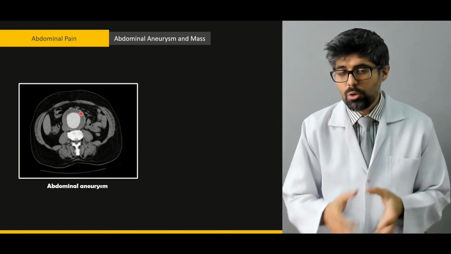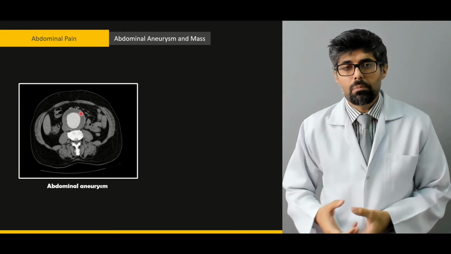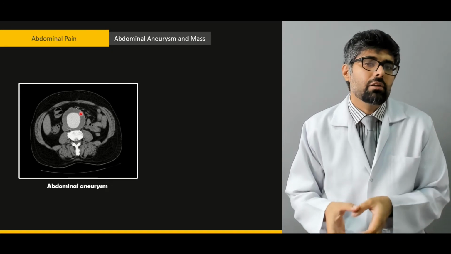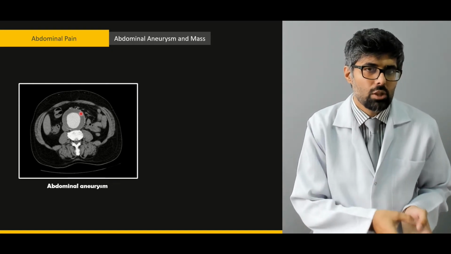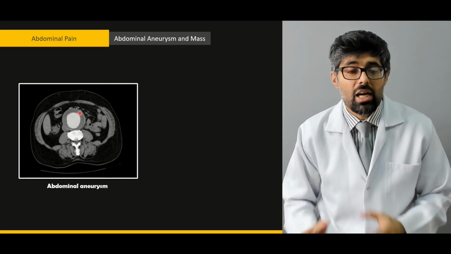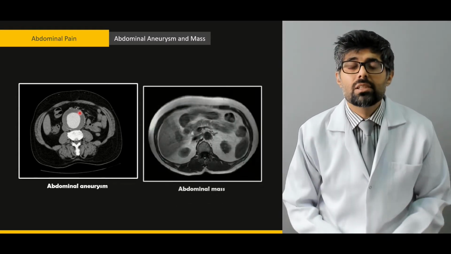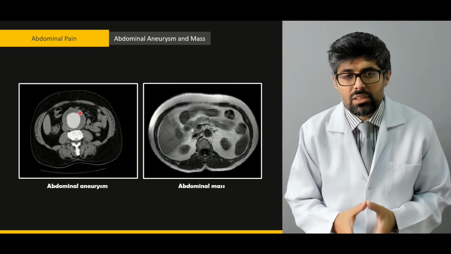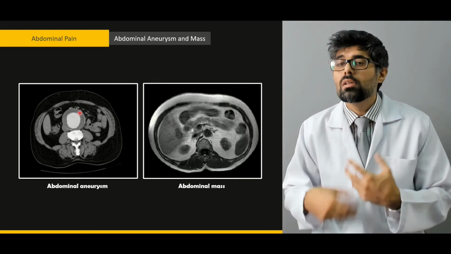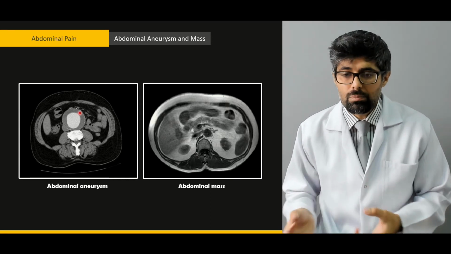Sometimes during the physical examination we find a mass in the abdomen which is pulsatile. A pulsatile mass is usually indicative of an abdominal aneurysm. So the patient of this CT scan will have a pulsatile mass on examination. But not all masses are pulsatile. Some masses are solid, some are mobile, and some are even tender and painful.